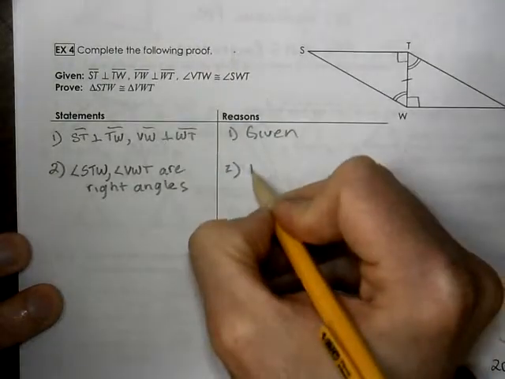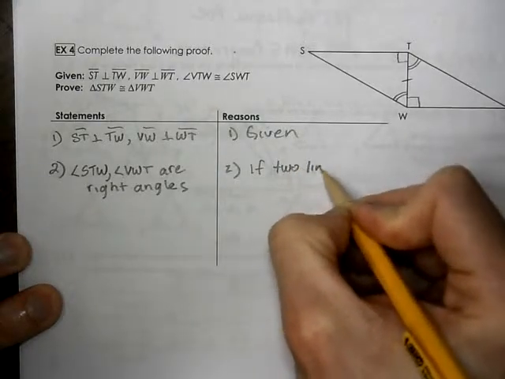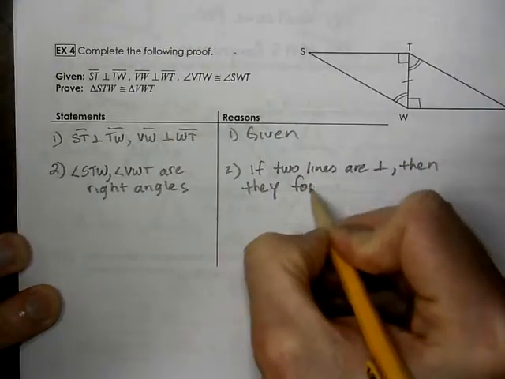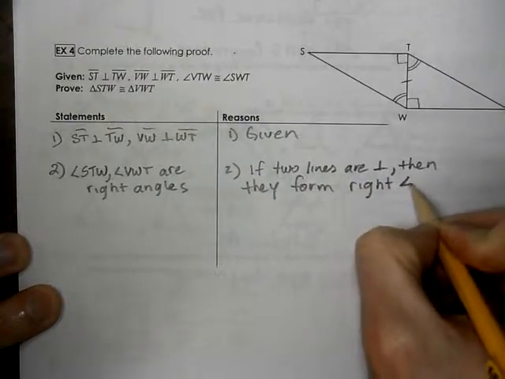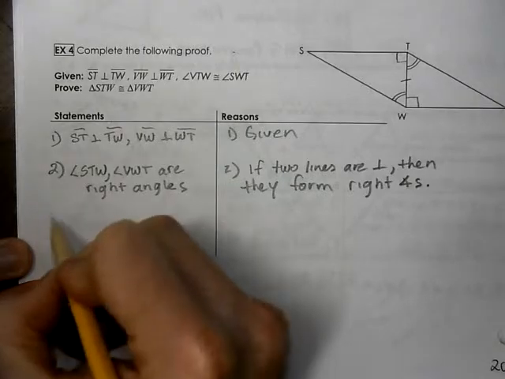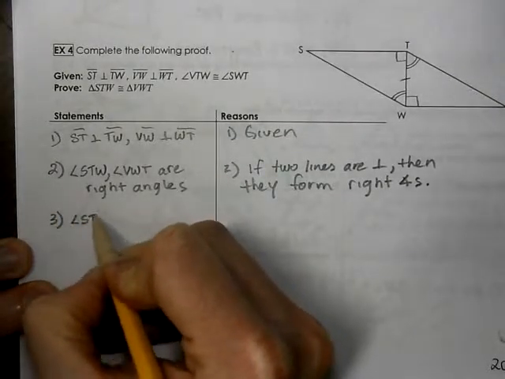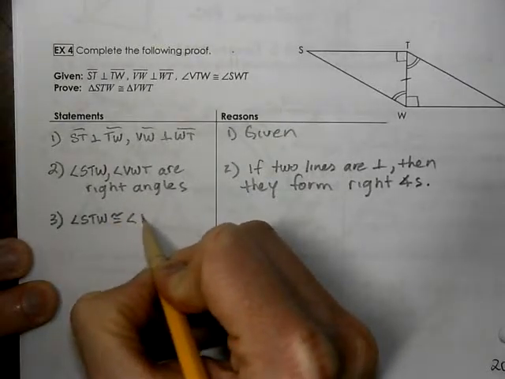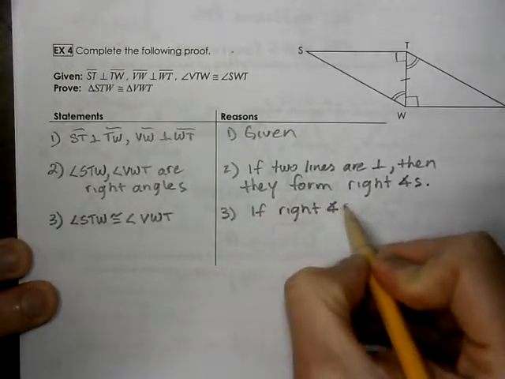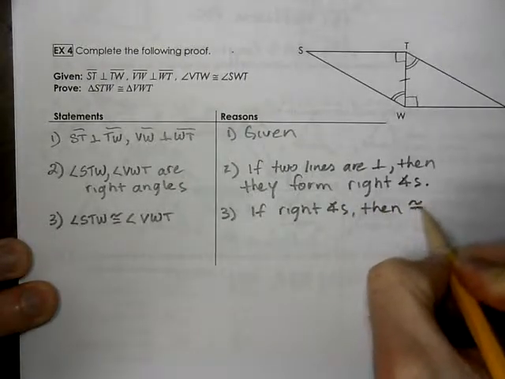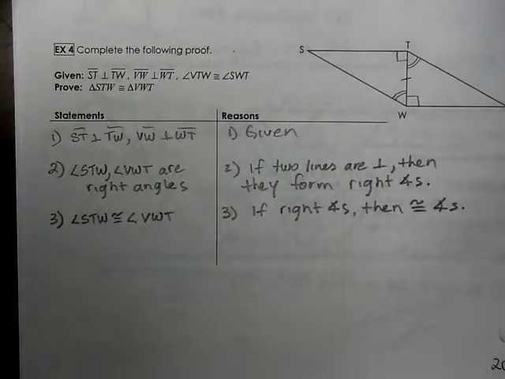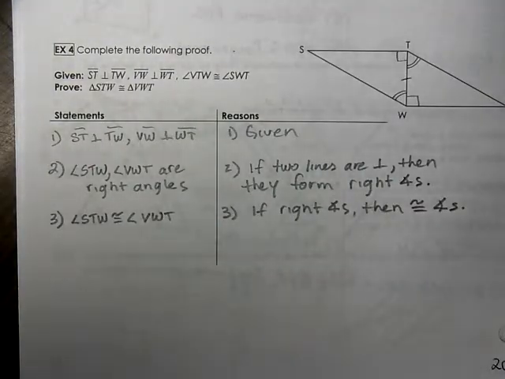How do we know they're right angles? If 2 lines are perpendicular, then they form right angles. Okay, so we know that for sure. Now, I also know that angle STW has to be congruent to angle VWT. If right angles, then congruent angles. So not only are they right angles, I now know, and for the first time I've stated it, that they are congruent.